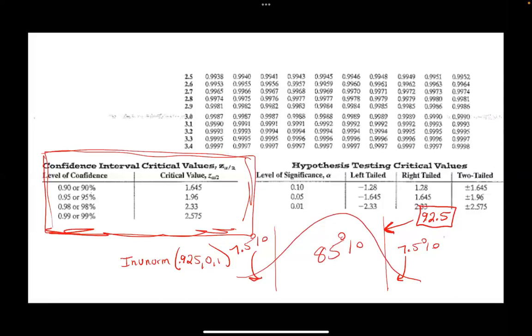But if you looked for those confidence intervals, they'd be the same thing if you put them in your inverse norm. So just figure out how much is in the tail and find the z-score that goes with it using inverse norm.